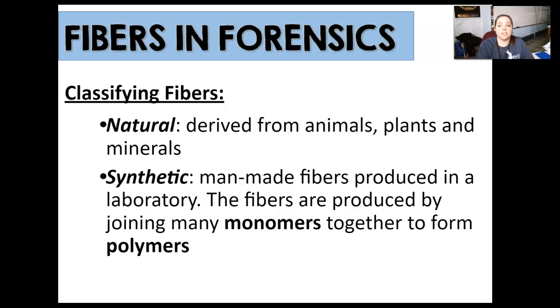And now we get to classifying. You have two types of classifications. You've got natural, and you've got synthetic. Natural comes from animals, plants, minerals. I'd like to say organic, but it's not all organic because minerals aren't organic. But it's all natural. It's not man-made. It's nature-made. Then you have synthetic. This is the man-made stuff. It's produced in labs, and they are produced by joining monomers together to form polymers. Monomers, that's one, to polymers, many.